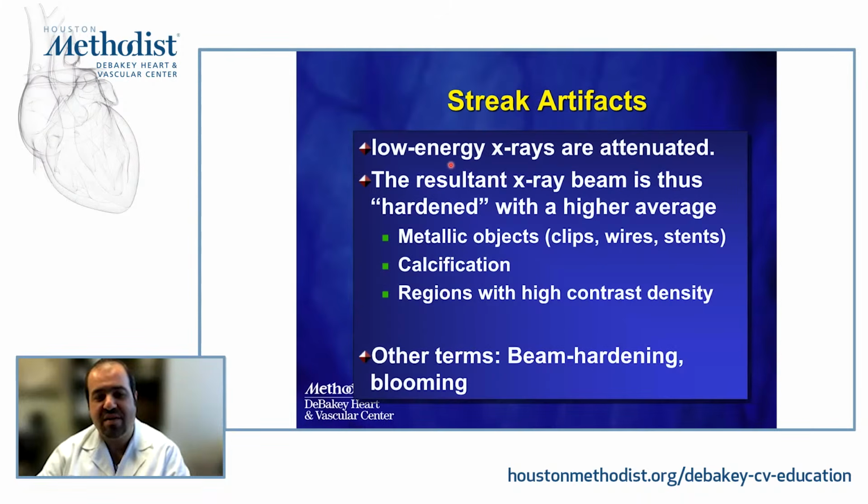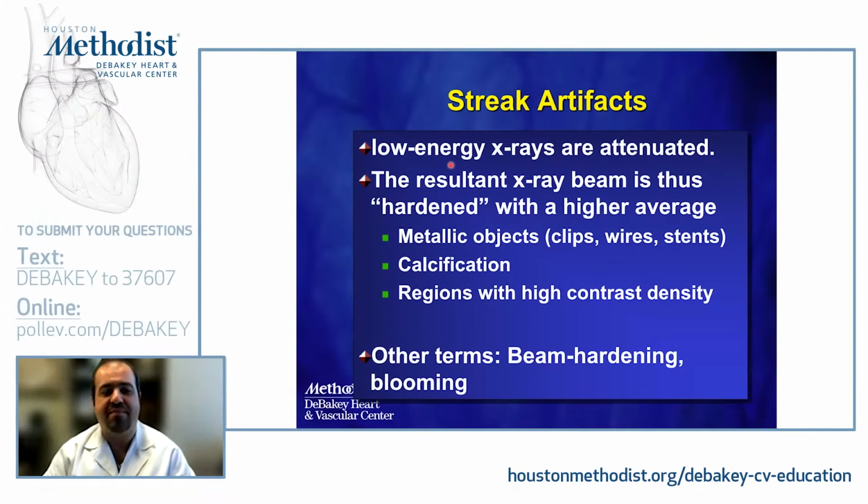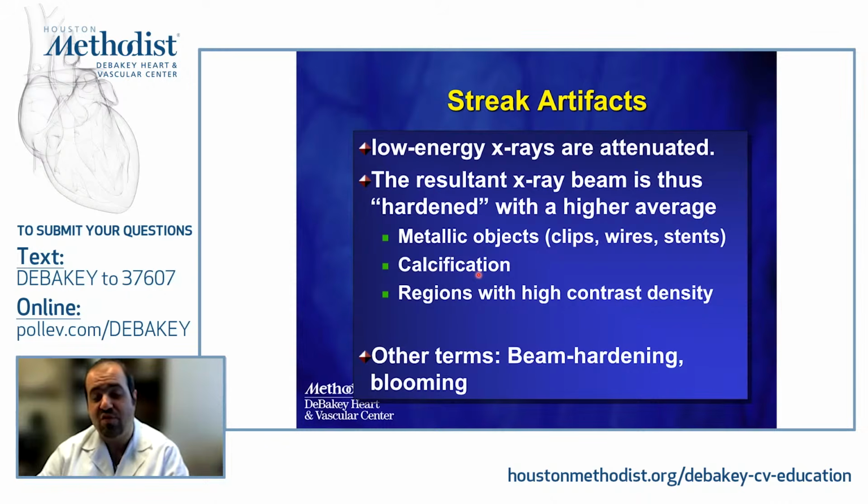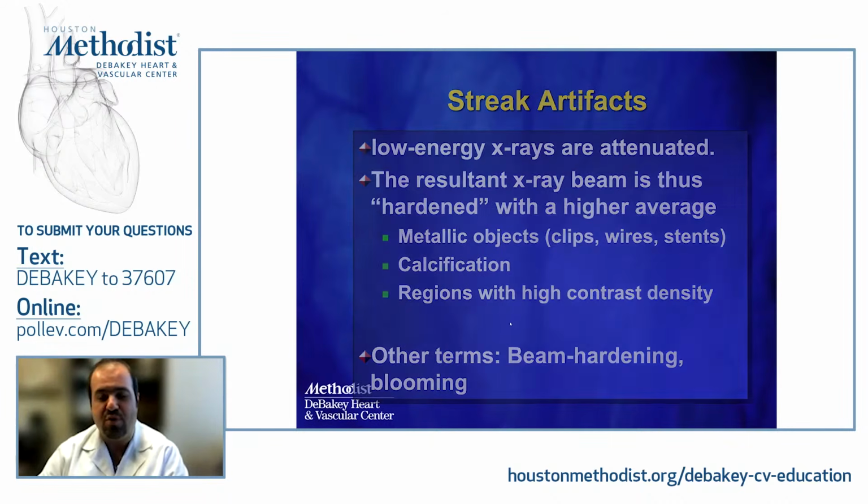Streak artifacts occur because, as we all know, the low energy X-rays tend to get attenuated during the CT acquisition, and the resultant X-ray beam is really going to be hardened, with a higher weighted average of these pixels. So we do know that metallic objects like clips, wires, or stents, calcium, which has the same concept, or regions with high contrast density will cause these streak artifacts. Other terms people use are beam hardening or blooming artifact.